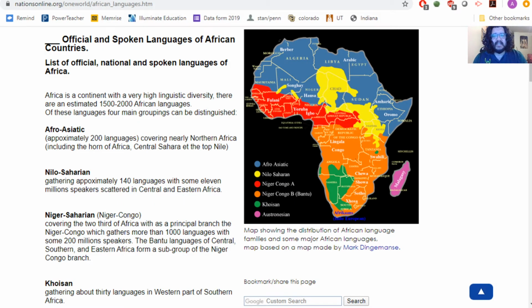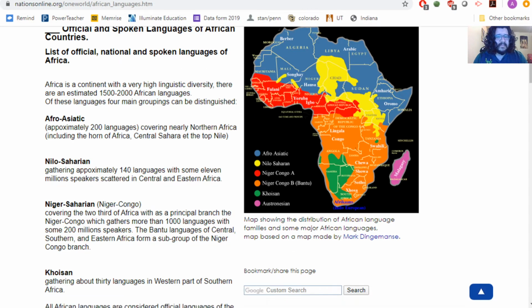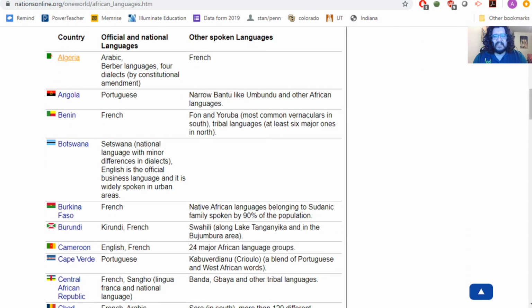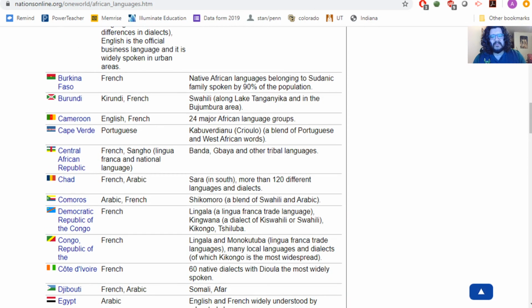Now, if we look today at these languages and their status as official or not, we're going to find Algeria: Arabic, Berber. This one's pretty indigenous, right? We saw a spread of Arabic into these areas, but they have French as another spoken language. That's colonial influence.